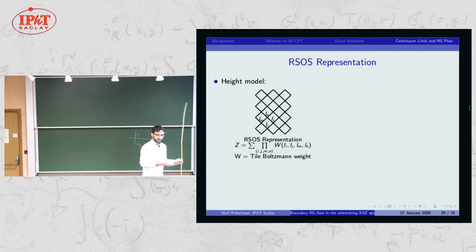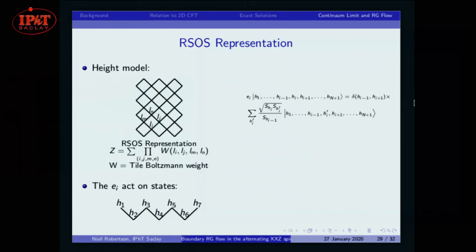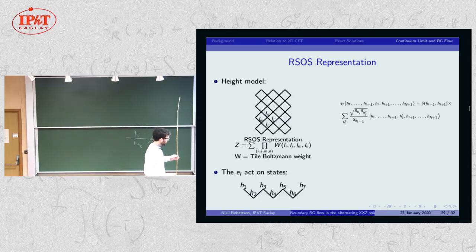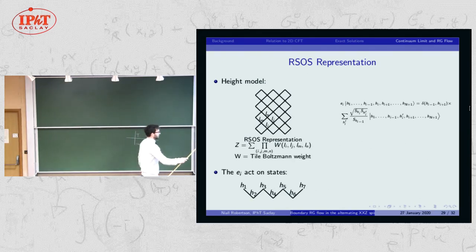And then we define the partition function in the usual way, so the sum of all the Boltzmann weights of the possible configurations. As usual, we can write this model as a Hamiltonian evolving in time, or just a transfer matrix. And in either case, the Hamiltonian or the transfer matrix can be written in terms of e_i, which I will define up here in a second.